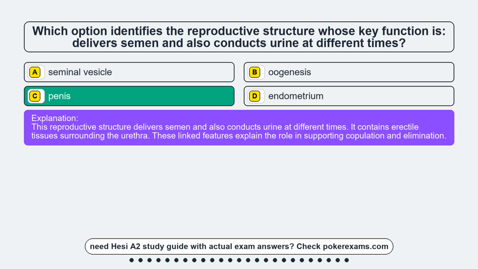This reproductive structure delivers semen and also conducts urine at different times. It contains erectile tissues surrounding the urethra. These linked features explain the role in supporting copulation and elimination.